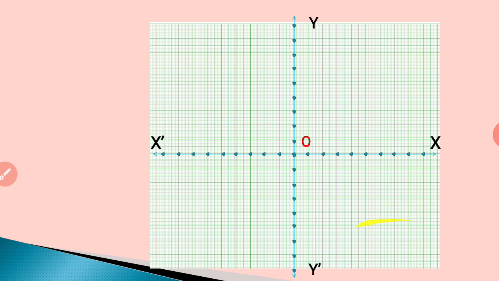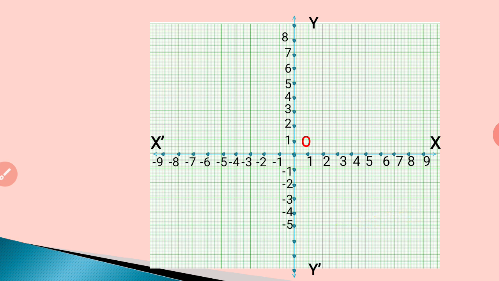Now we are going to label the x and the y-axis by the positive and negative numbers on it. Now the positive x-axis and then the negative y-axis. Y-axis.